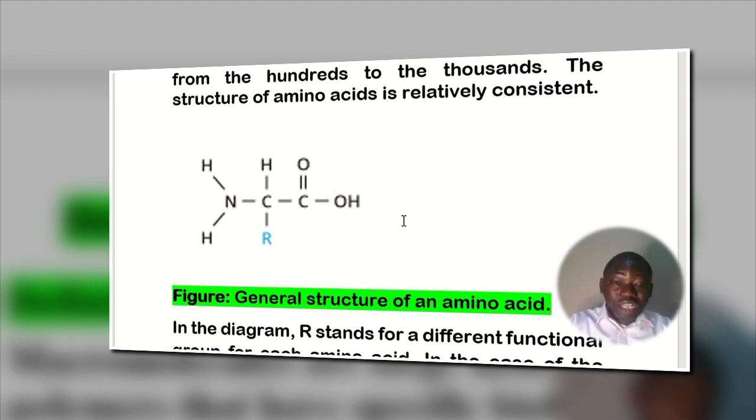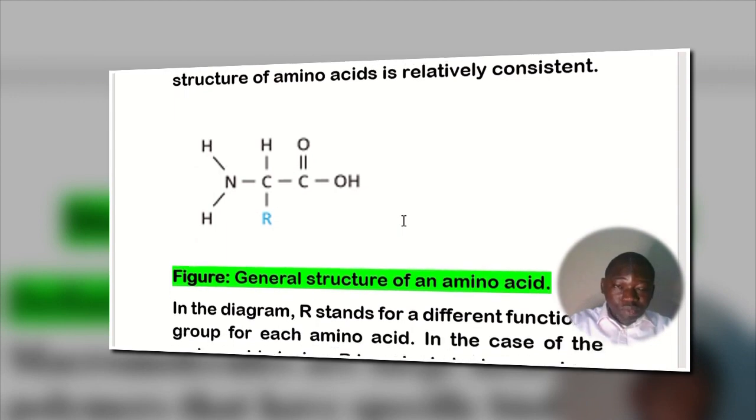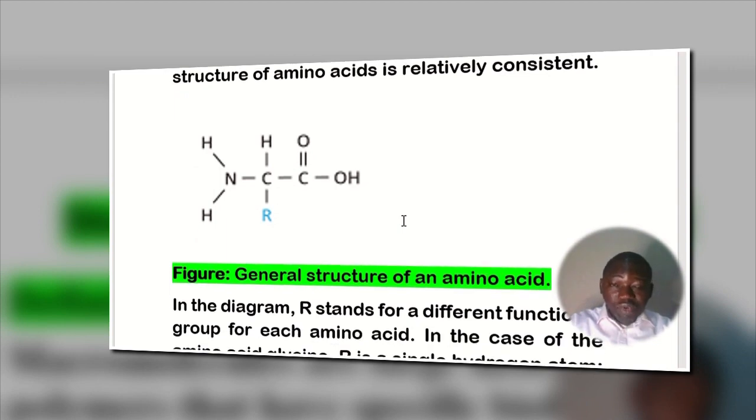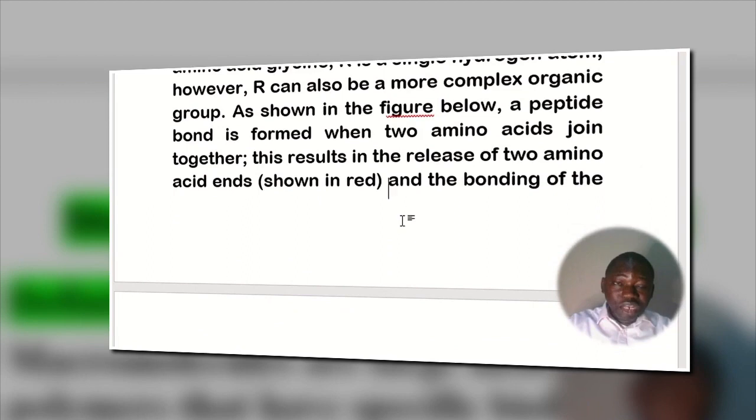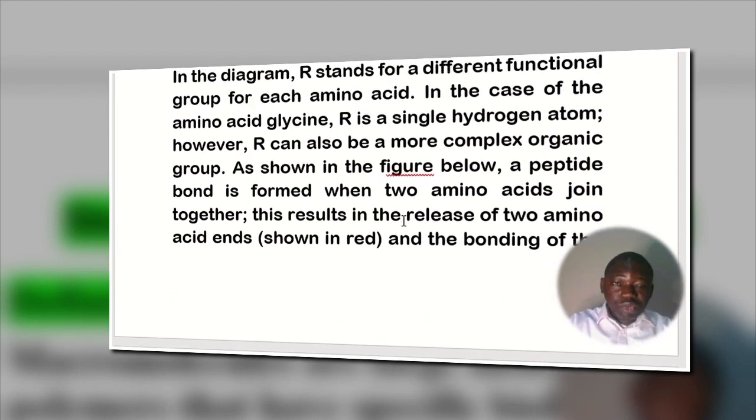The functional group for most acids is COOH. In the diagram, R stands for different functional groups for each amino acid. In the case of the amino acid glycine, R is a single hydrogen atom. However, R can also be a more complex organic group, as shown in the figure below.